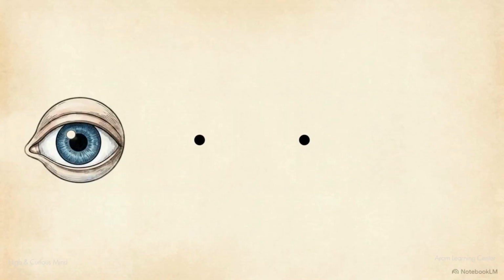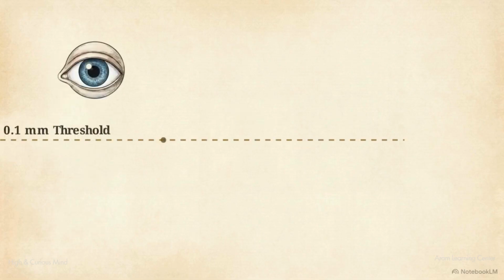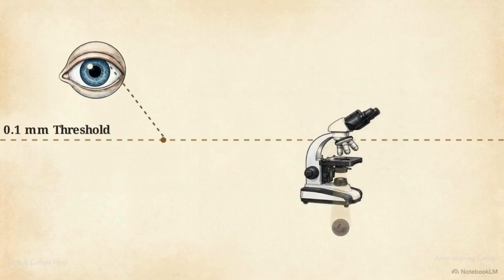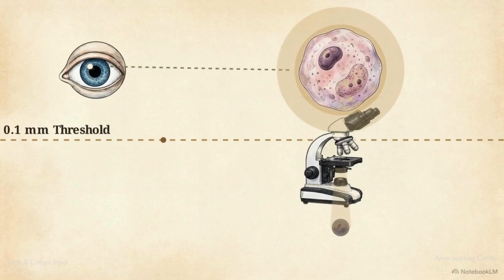When two objects are placed extremely close together, the human eye eventually loses the ability to see them as separate, and they appear as a single point. This is the limit of resolution. Viewed from 25 centimeters, 2 points must be separated by 0.1 millimeters to be distinct. Because most cells are significantly smaller than this 0.1 millimeter threshold, our natural vision is insufficient. Studying the building blocks of life requires technological intervention to bridge the gap between our eyes and the microscopic world.